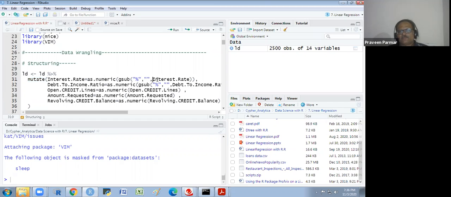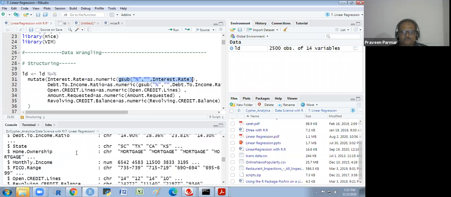So the interest rate is one of the columns where the percentage is there. I am using the gsub function, and this percentage I am removing. I am not writing anything in the code for the pattern and what you are substituting in spite of that. I am doing this activity. It will remove the percentage sign.